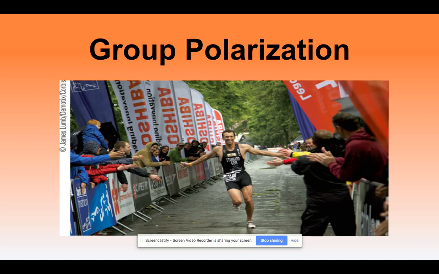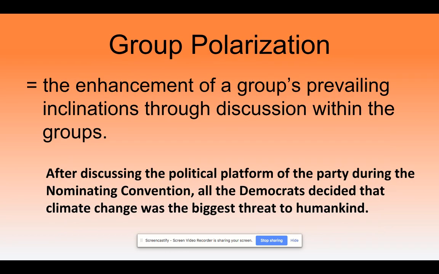The next concept is group polarization. And this is an interesting one because it has to do with group discussions. So the idea here is the enhancement of a group's prevailing inclinations through discussion within the group. So I'll give you an example.